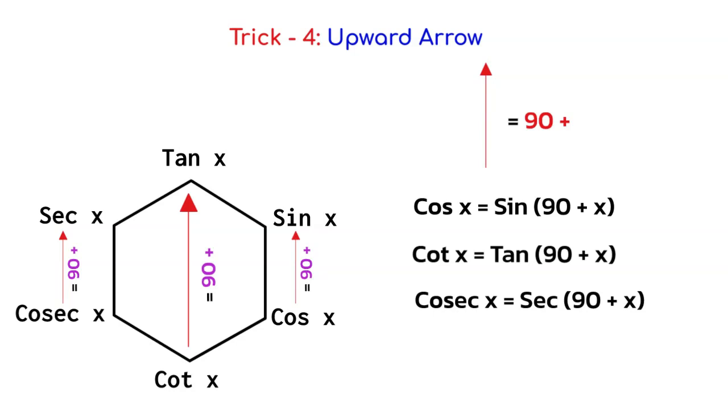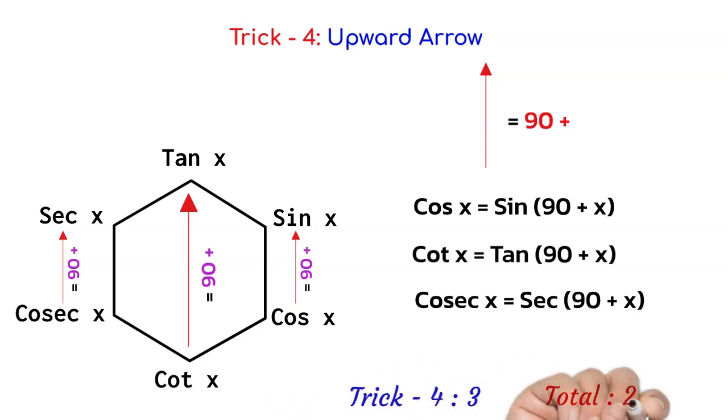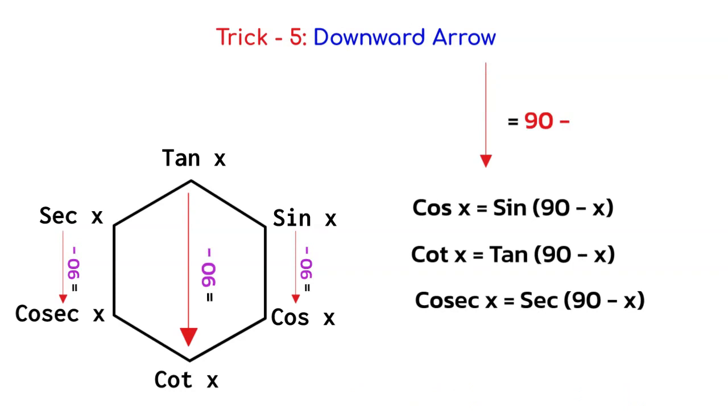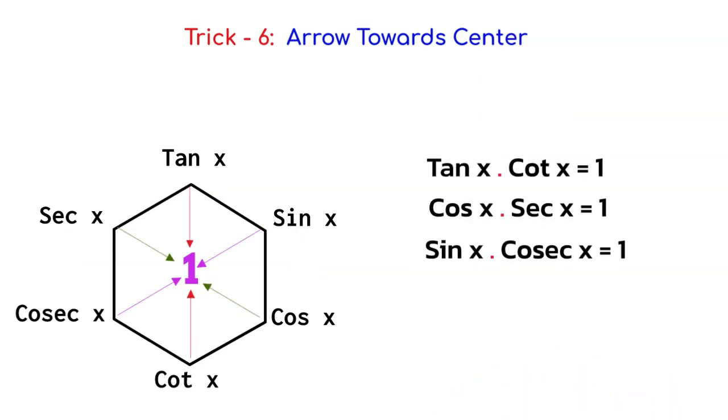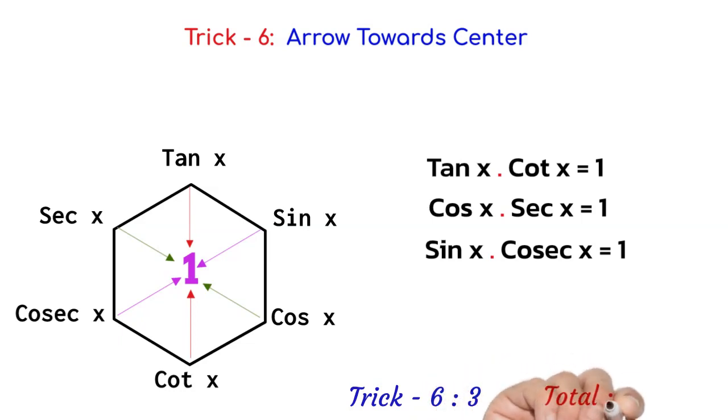From trick 4, upward arrow, we got these equations, and total number of equations is 21. From trick 5, that is downward arrow, we got these equations, and total number of equations is 24. From trick 6, the arrow towards the center, we got these equations, and total number of equations we derived is 27.